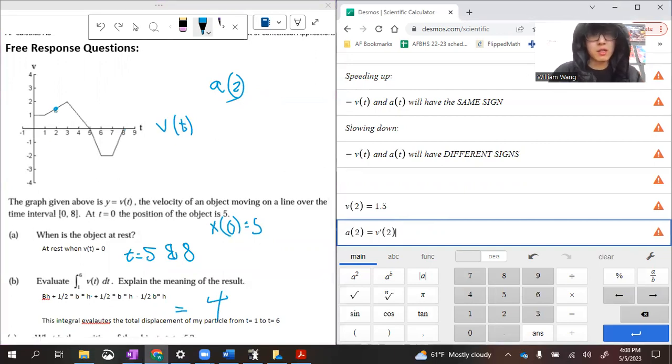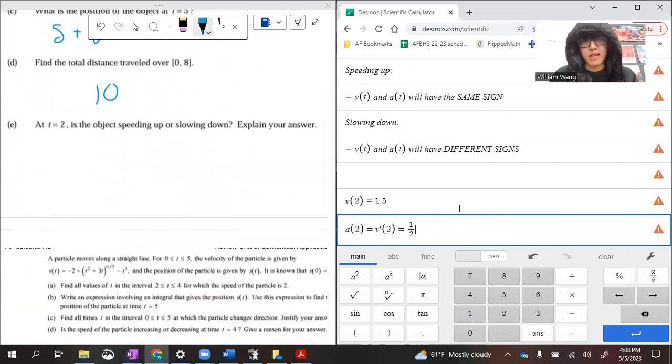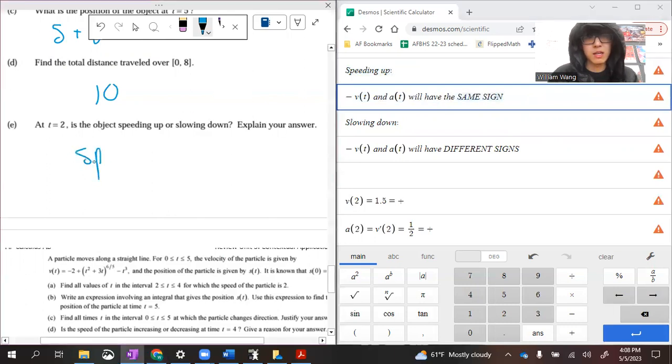How do I find v prime? I'm just going to go to 2 and I look at my slope. Well, what is my slope here? Well, my slope looks like my rise is 1, divided by my change in x, or my run, is 2. So it's 1/2. All right, so what are the signs? Well, my sign here is positive, and 1/2 has a positive sign as well. So both signs are positive. That means my function is speeding up, because when it's speeding up, v and a will have the same sign, so it's speeding up.